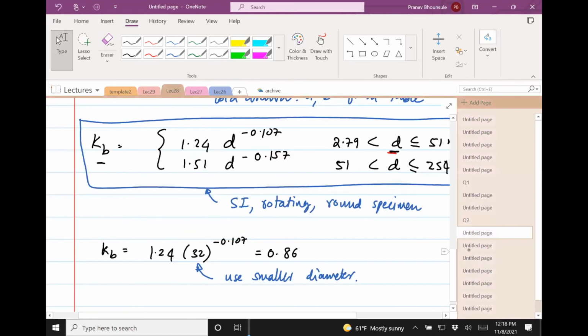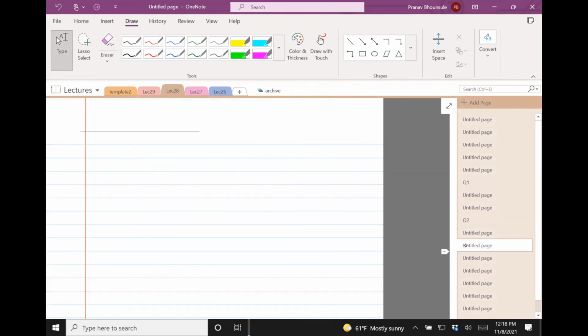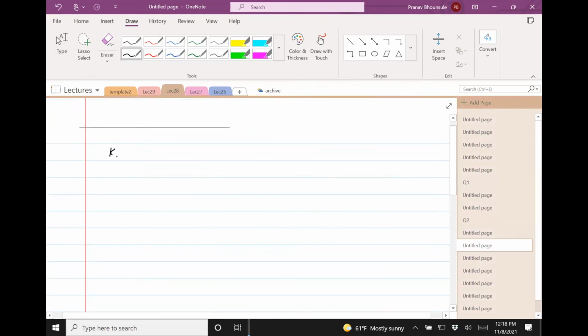So let's put those values. KC equals 1 because of bending. KD, KE, KF, all 1. Okay, so we can now find SE. It's going to be the product of all the Ks. The first one we found was 0.74. The second part was 0.86, KB. KA was 0.714.